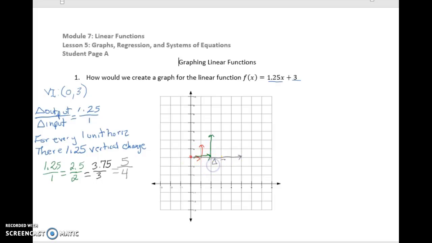So we're going to go 1, 2, 3, 4, 5. So that's now the change of 5, oops, not 5, I'm sorry. That should be a change of 4 units. Let me do that correctly. 1, 2, 3, 4. So it's a change of 4 units, and with that change we're going to go upward 5. 1, 2, 3, 4, 5. So that's a change of 5 units. So we have this new point right there, which is now (4, and just as before we were at 3, we're going to change it 5 units. So that's (4, 8).